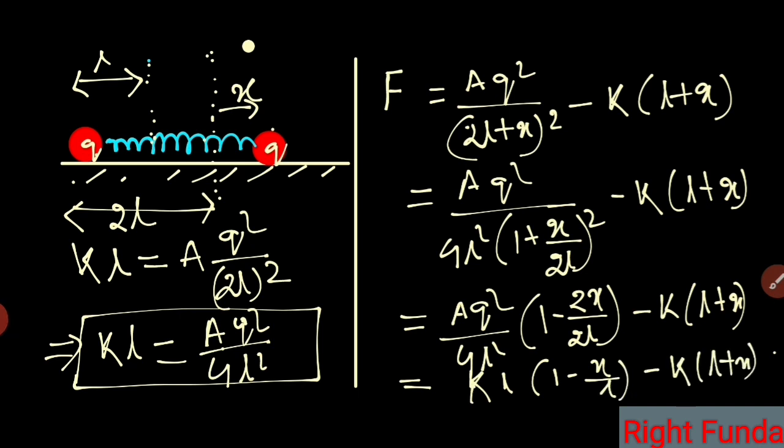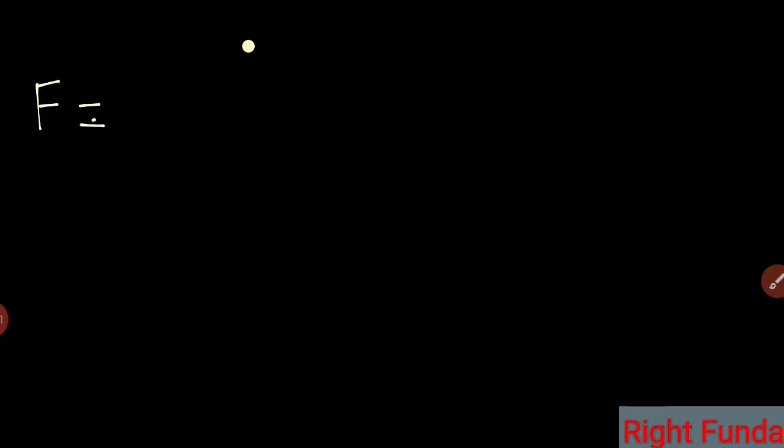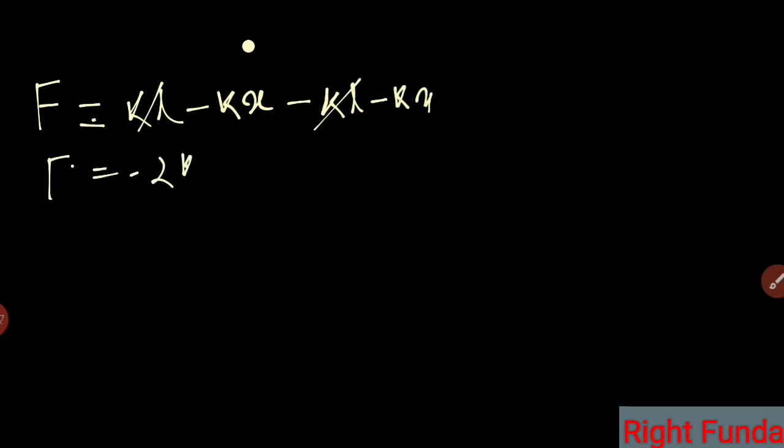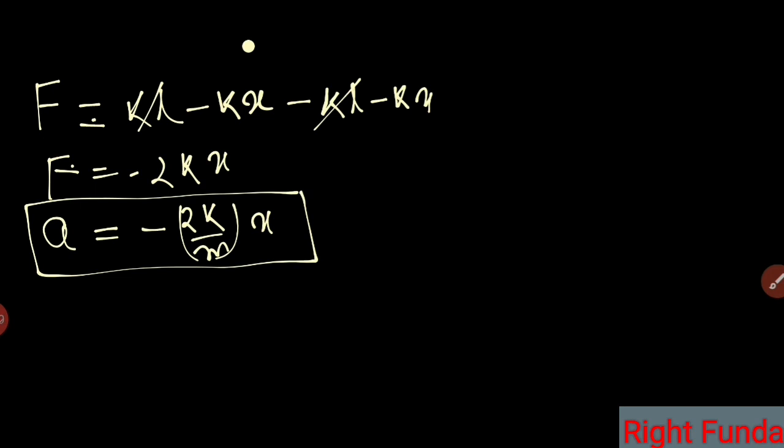So if you simplify this, we obtain kl minus kx minus kl minus kx. The kl and kl cancel out, the data is given in such a way. So F is equal to minus 2kx, or the acceleration of the movable ball is equal to minus 2k by m into x. So it will be executing simple harmonic motion.